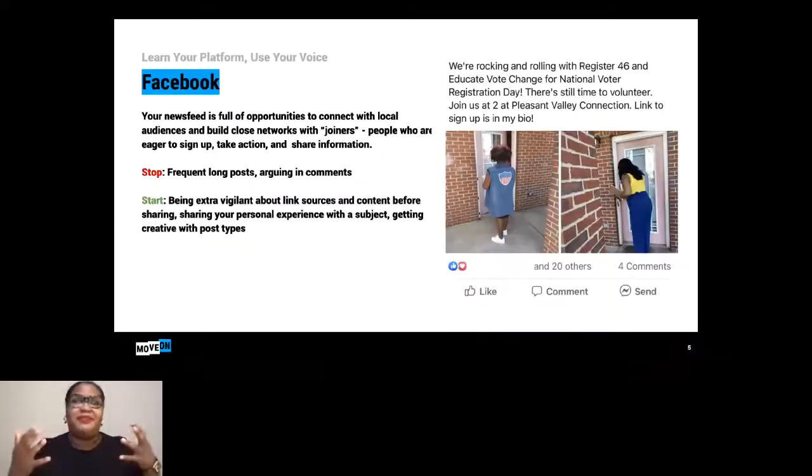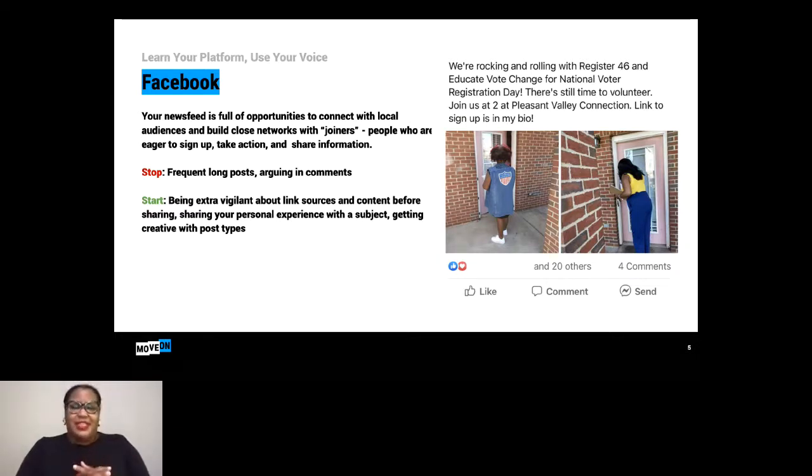So Facebook, we probably are all most familiar with Facebook. The news feed is full of opportunities to connect with local audiences and build close networks with who we identify as joiners. These are people who are eager to sign up, take action, and share information. As this example shows, they're the ones who will join you at a phone bank, knock doors with you, maybe sign a petition with you.